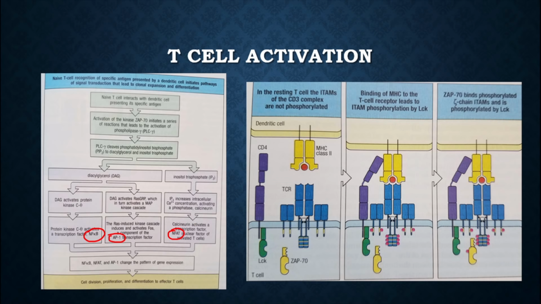So know that if your T cells are activated, they're going to use ZAP70 to activate NF-kappa B, AP1, and NFAT. And all of those are transcription factors that activate the T cell, because you need proteins to be an activated T cell. Any questions on that?